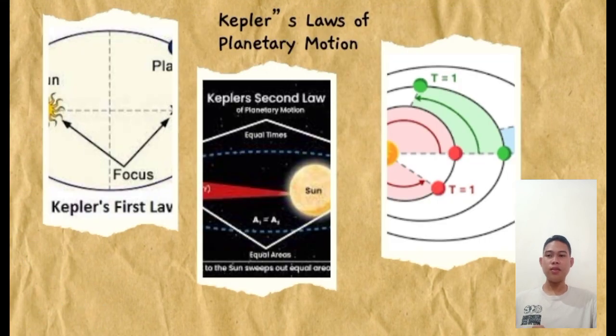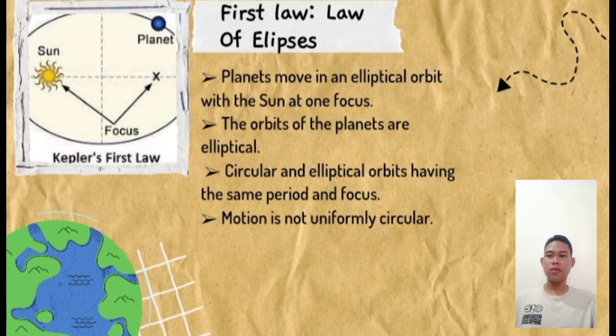Next, we are going to discuss the three laws of planetary motion according to Johannes Kepler. The first law is the law of ellipses. This law explains that planets move in an elliptical orbit with the Sun at one focus. Second, the orbits of the planets are elliptical. Third, circular and elliptical orbits have the same period and focus. And the last one is that motion is not uniformly circular.